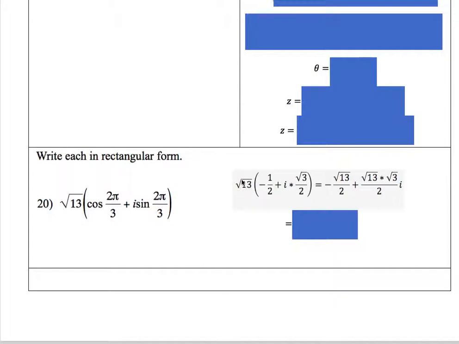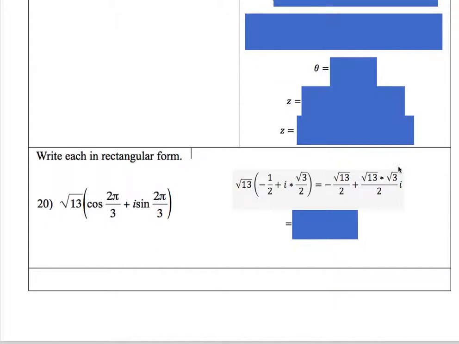I can then distribute my r value that's out front. Okay, I'm just going to distribute it, and that gives us this. If your choices are all in exact answer form, then don't put this in the calculator. If you see decimals, go ahead and put it in the calculator.